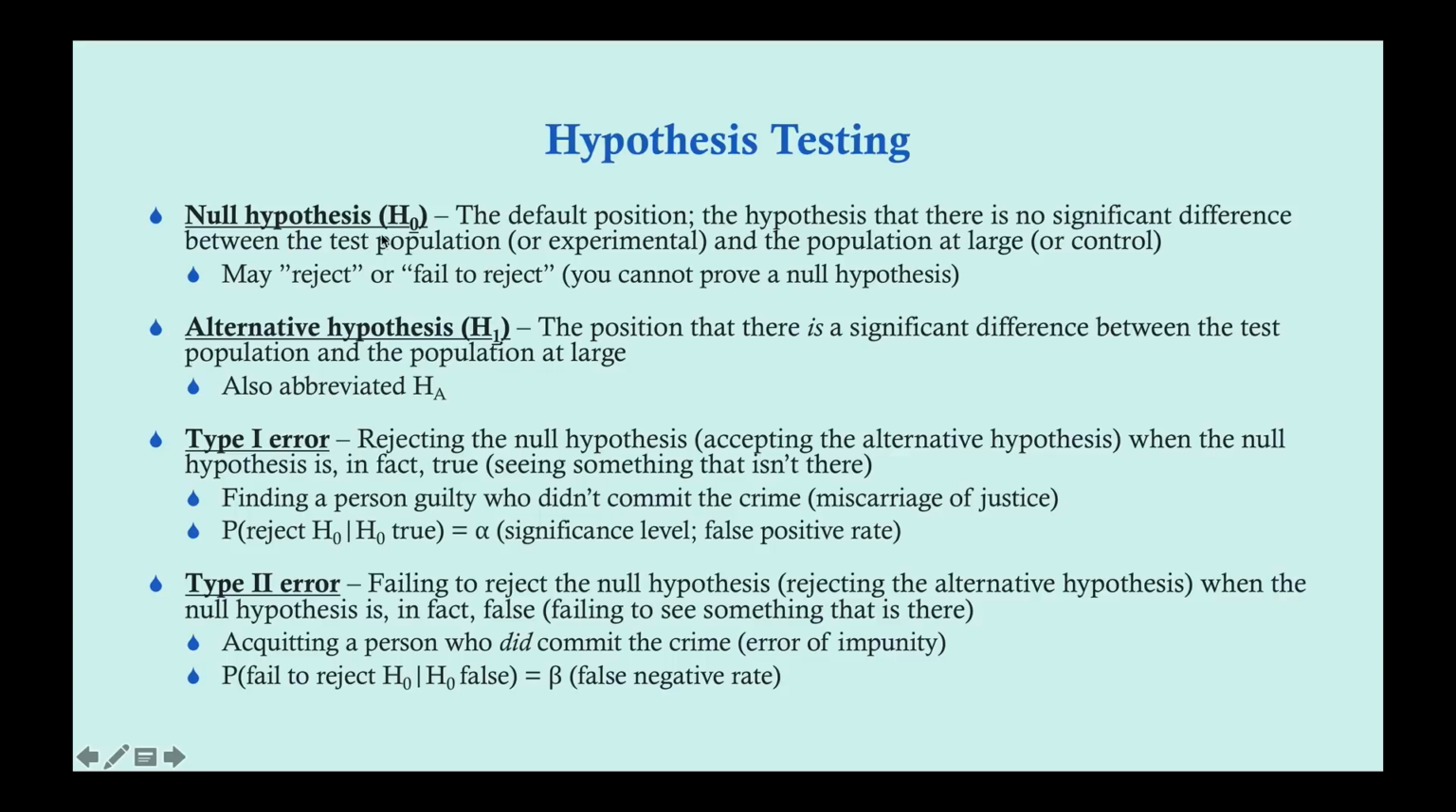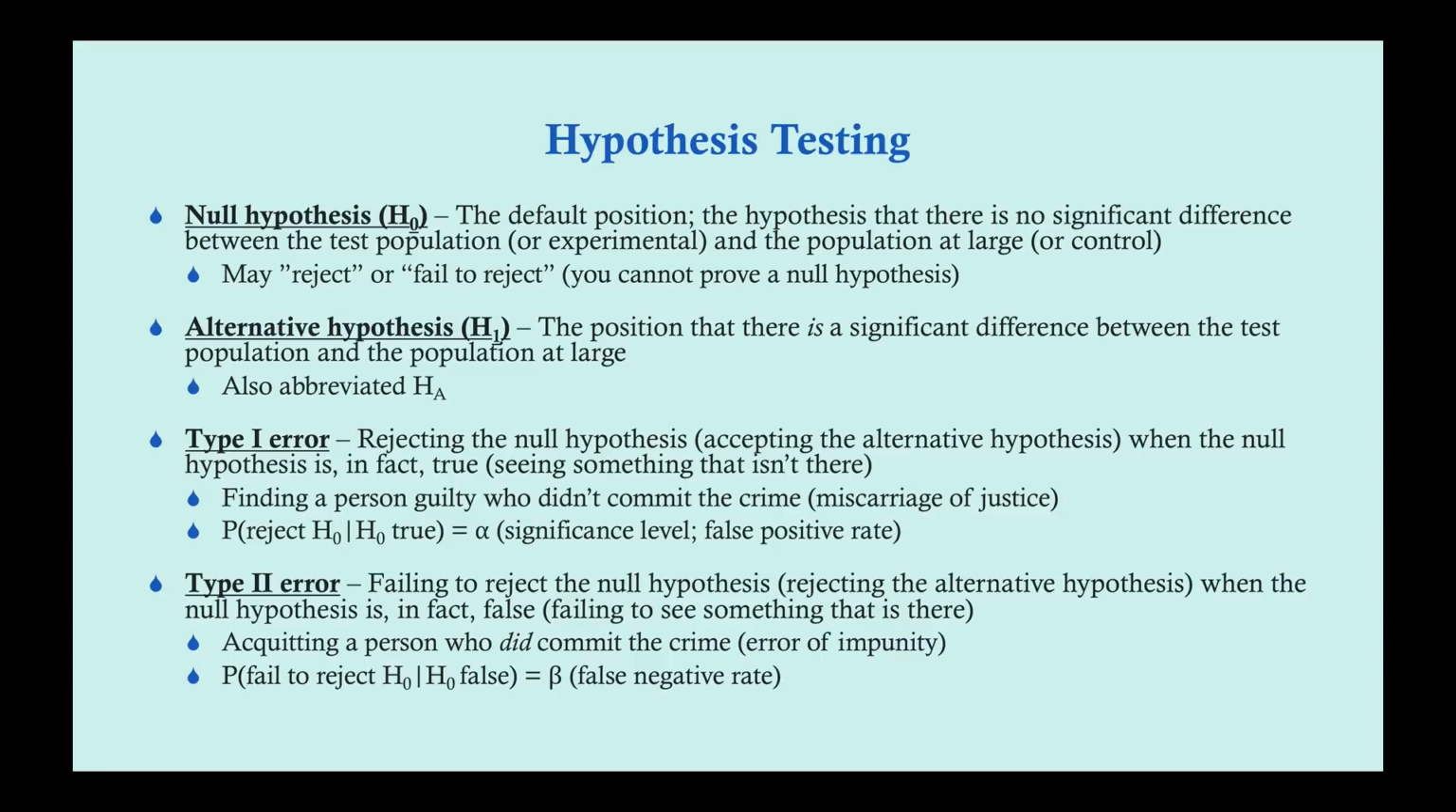The null hypothesis you'll often see abbreviated as H naught or H sub 0. The alternative hypothesis, you may see it abbreviated as H sub 1 or H sub A. Okay, so what about a type 1 error? What is that? A type 1 error is when we reject the null hypothesis, essentially accepting the alternative hypothesis, when the null hypothesis was true all along.